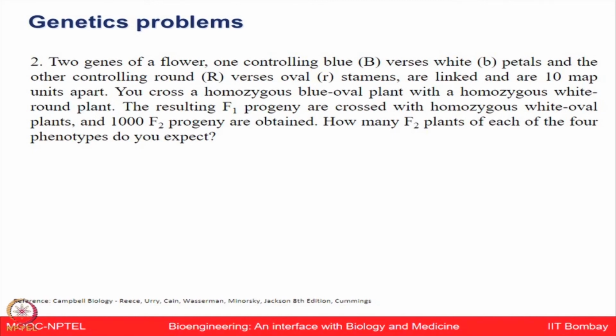How many F2 plants of each of the 4 phenotypes do you expect?